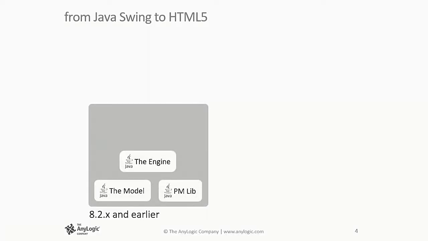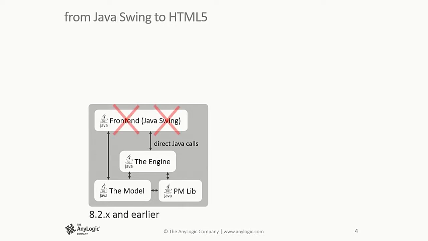So, we completely moved away from Java Swing, Java front end to HTML5. This is how it actually looked before in version 8.2 and earlier. So the model actually consisted of the engine, the actual code generated from what you type and edit, and some libraries. And Java Swing was used for animation and presentation.